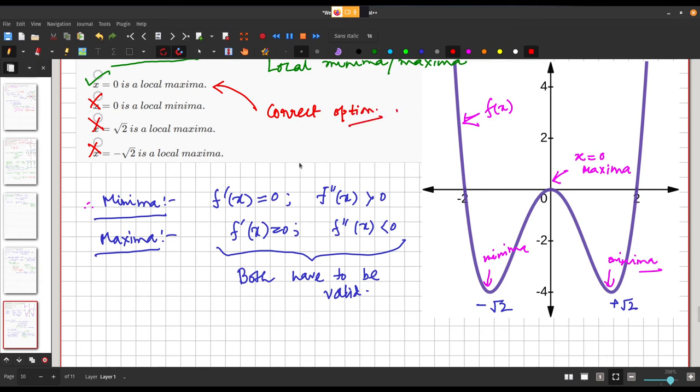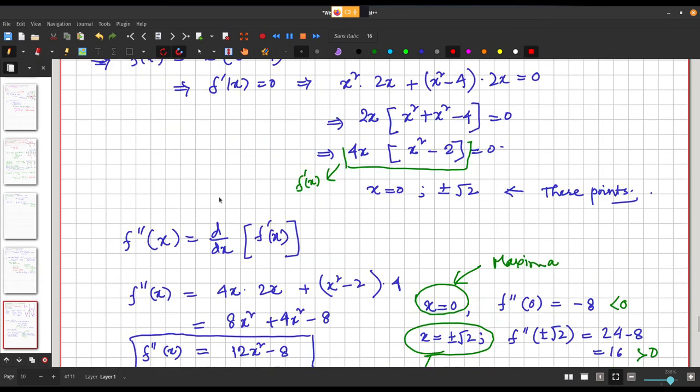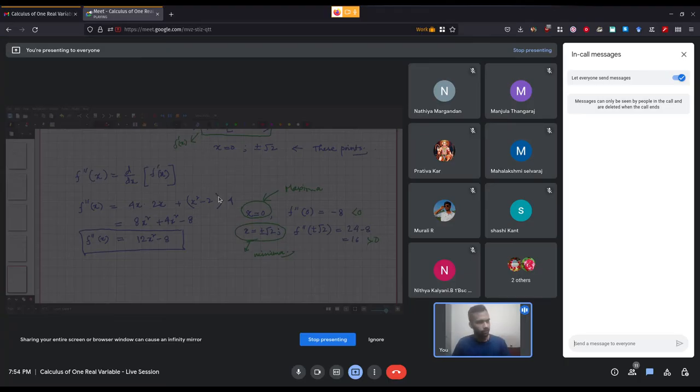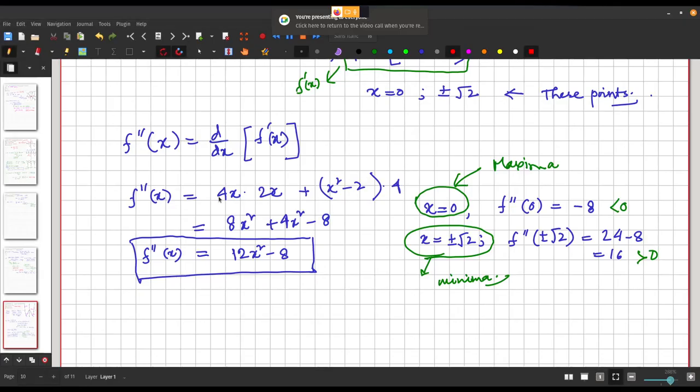Okay, so we are done with the ninth problem of today. Does anyone have any questions here? If there are no questions, I will move to the last problem of today. Okay, I think there are no questions, so let's go to the last problem.